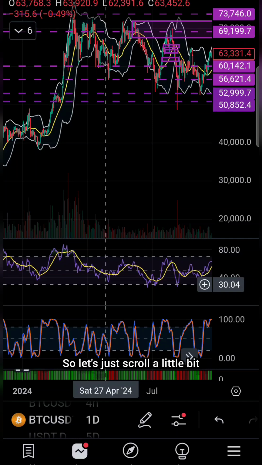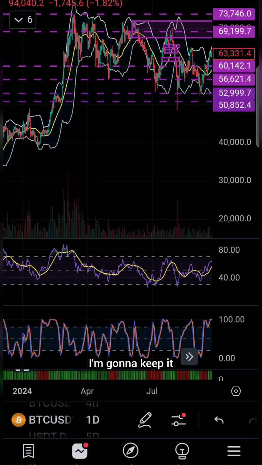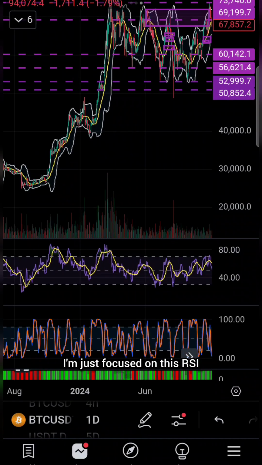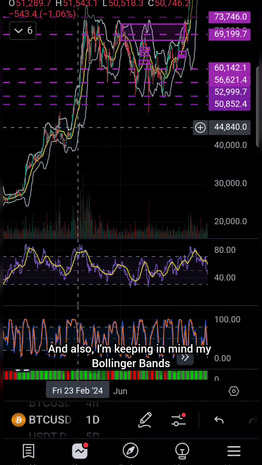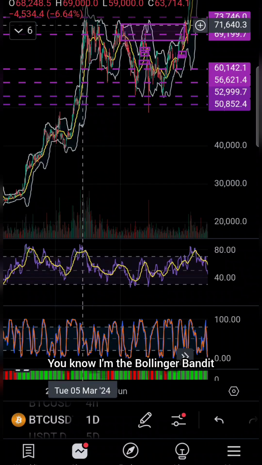So let's just scroll a little bit. Don't even worry about the price chart. I'm going to keep it zoomed out like that. I'm just focused on this RSI. And also I'm keeping in mind my Bollinger Bands. You know, I'm the Bollinger Bandit.